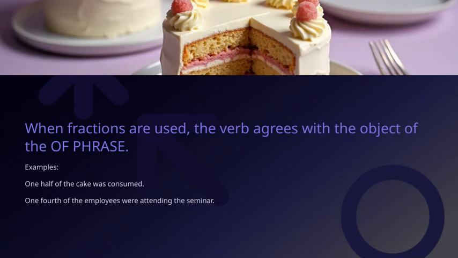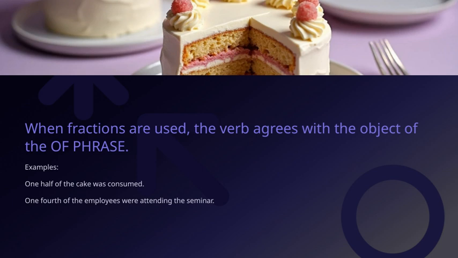Let's take a closer look at these examples to understand how to match verbs with fractions. When we say, "1/4 of the employees were attending the seminar," notice that the verb "were" agrees with the plural noun "employees." Since employees is plural, we use "were." Similarly, in the second example, "1/2 of the cake was consumed." The noun "cake" is singular, so we use "was."